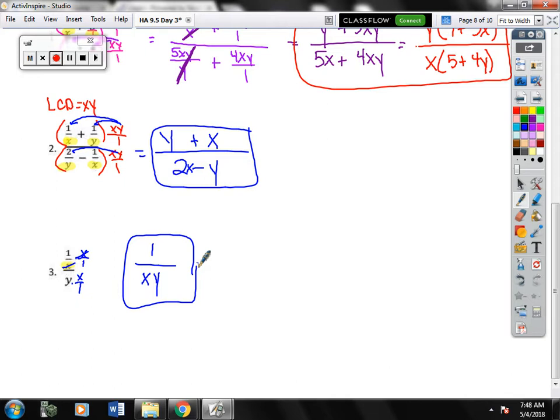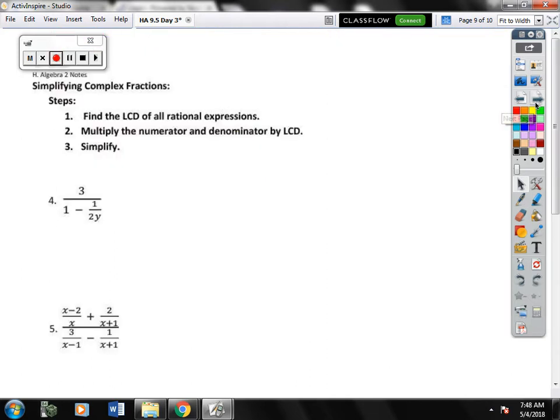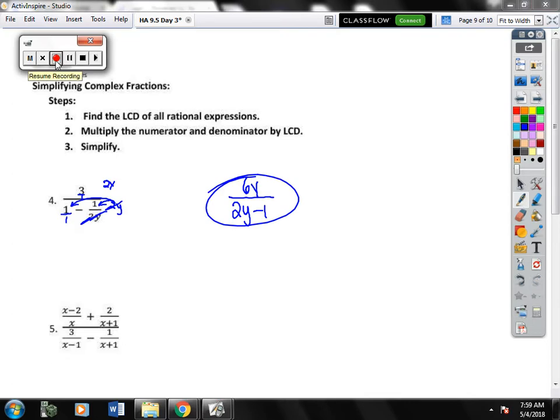I want you guys to try number 4 on your own. And then we'll do 5 and 6 because they're a little bit harder. Again, I would make anything that's not a fraction into a fraction, just so you remember to only multiply your numerators. All right, the next one I think is the hardest one for our common denominator.